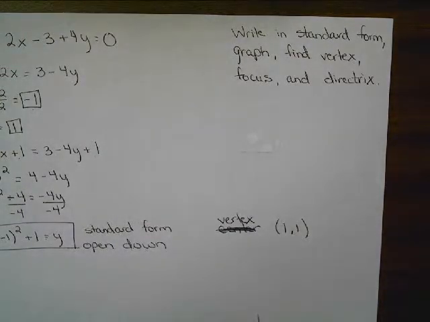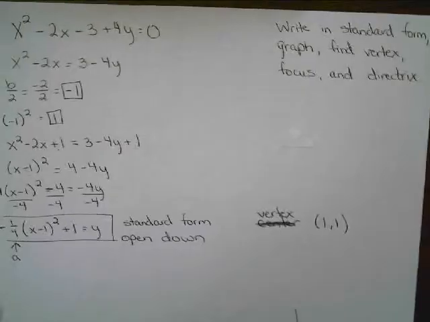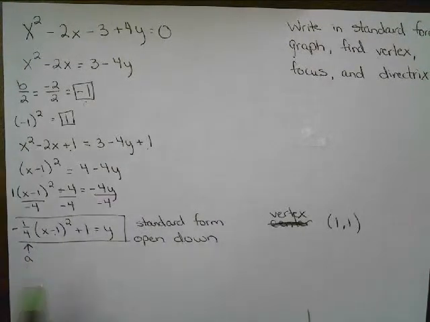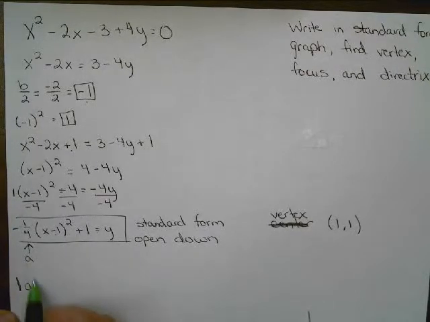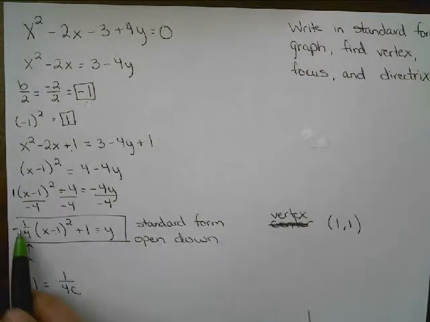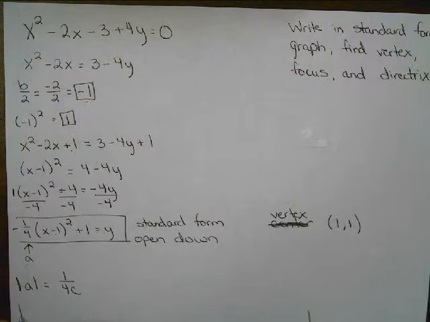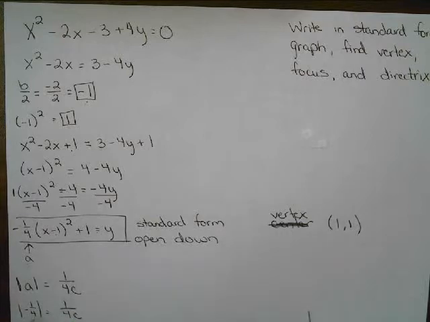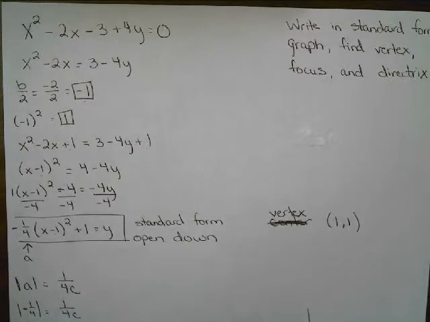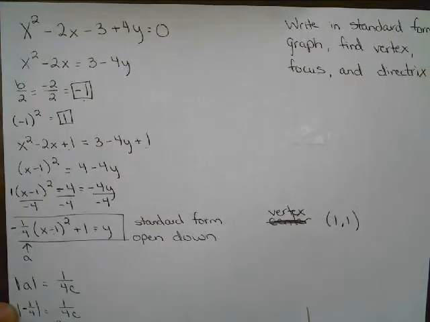Now, to get your focus and your directrix, you have to know what C is. In order to do that, we need A. Because our formula, remember, is the absolute value of A equals 1 over 4C. A is negative 1/4 in this case. Negative 1/4 equals 1 over 4C. Absolute values turn all numbers positive, so I actually have 1 over 4 equals 1 over 4C. Now to get C by itself, I can cross multiply. So 4C equals 4, which means C has to be 1.